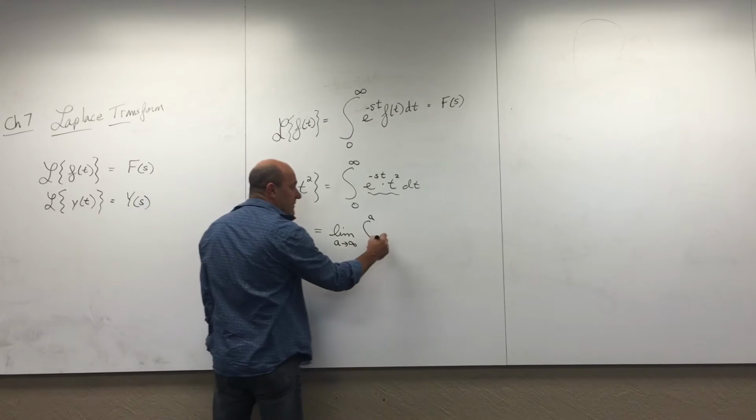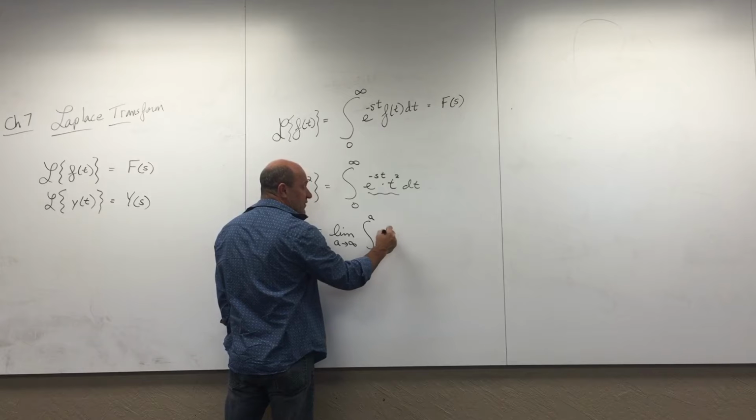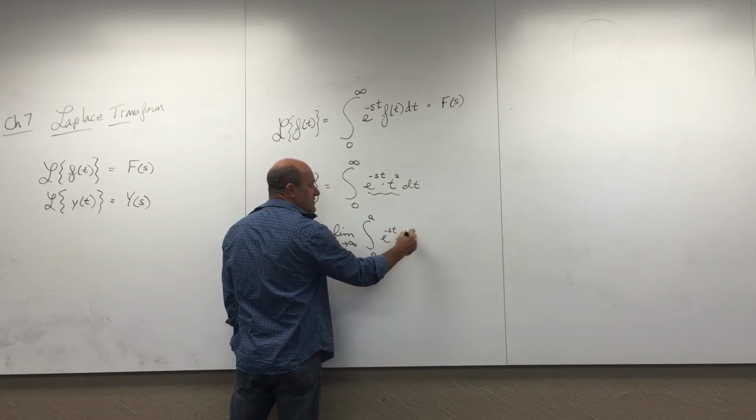All right, so that's what I'm doing. Now I'm going to try to do this integral, e to the negative st times t squared dt.